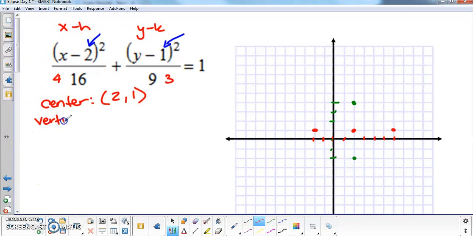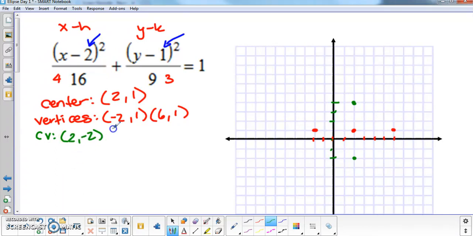My vertices. Since they're no longer at 0, 0, I cannot do the plus or minus at this point. I'm going to have to do a coordinate point of -2 and 1, and a coordinate point of 1, 2, 3, 4, 5, 6, 6 and 1 as well. So those are my vertices. My co-vertices are going to be at 2, -2, and then 2, 1, 2, 3, 4, 2 and 4. So 2, -2, 2, 4.